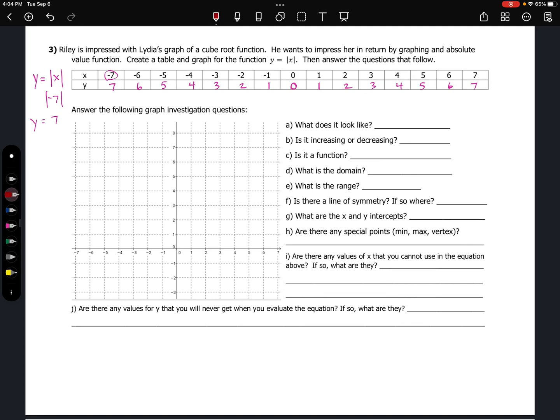So we have negative 7, positive 7, negative 6, positive 6, negative 5, positive 5, and so on as we work our way down to 0, 0, and then we climb our way back up. I will go ahead and connect those. What does the graph look like? I would say this one is a V shape.